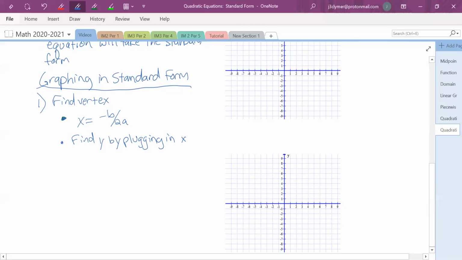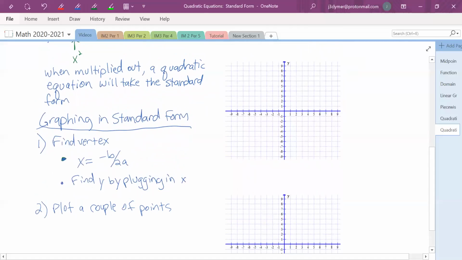So once you find the vertex, the next thing is just to plot a couple of points. And then you're good to go. That's it. Find a couple of points. Let's erase that, a couple of points. All right, so step one, find the vertex. Step two, plot a couple of points. That's it. That's how you graph a parabola.